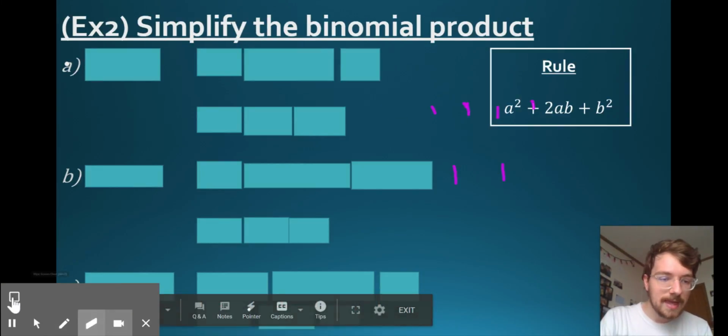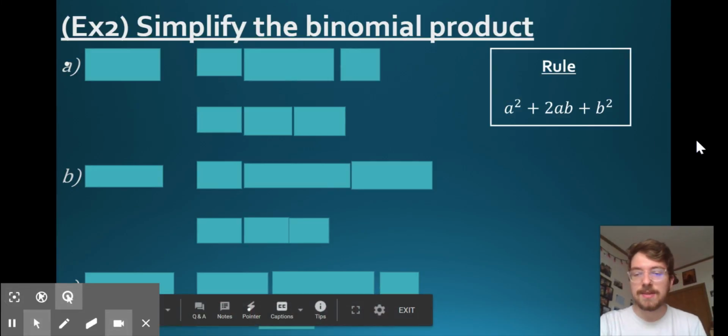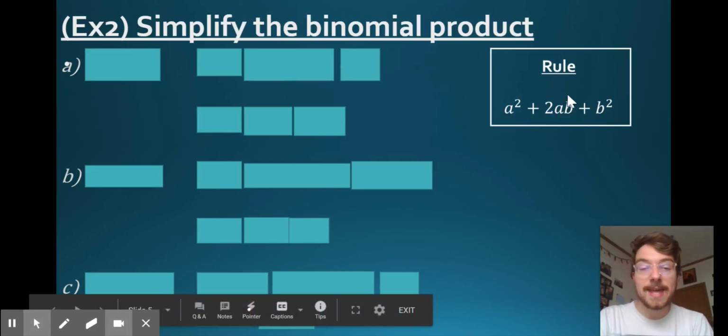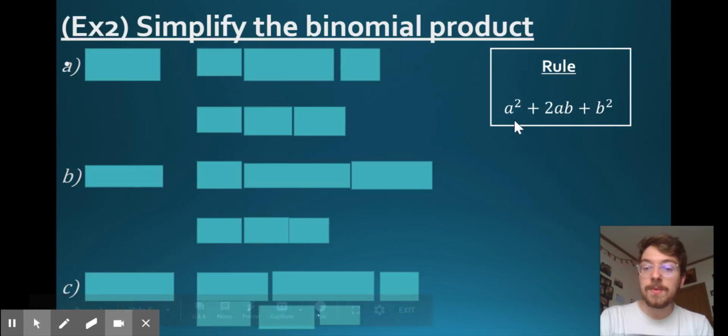Oh, it's a mess. Okay. So I kept our rule at the side so we can reference it. I know that whenever I square a binomial, my answer is always going to look like this, no matter what. So let's try it out.